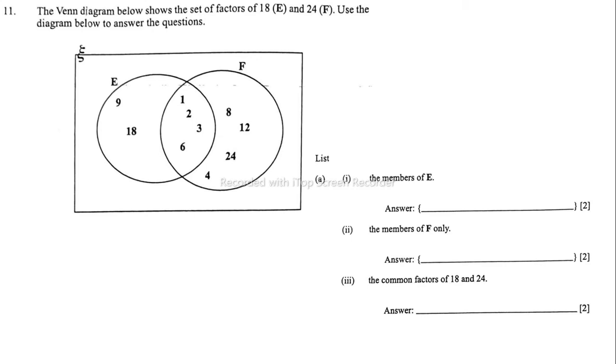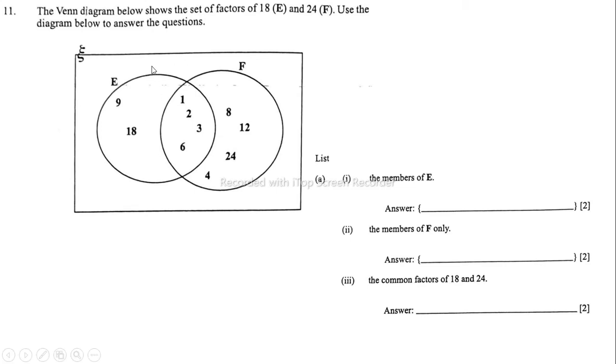All right, so let's go. So the Venn diagram below shows the set of factors of 18, E, and 24, F. Use the diagram below to answer the questions. What does this E mean? The universal set, right? Okay, good.